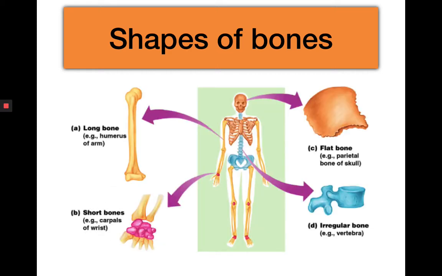So here's a little look. We can see A is pointing to a long bone, and the example of that one there is our humerus. Then we have B pointing to short bones, so these little cuboid bones in our wrist we call carpals. And then the example of a flat bone would be the parietal, so the bone that's at the top side of our head or our cranium. And then we have an irregular, so we can just see one vertebra there, so we can see the body and those spinous processes look quite irregular.